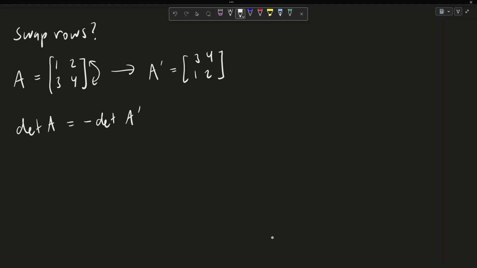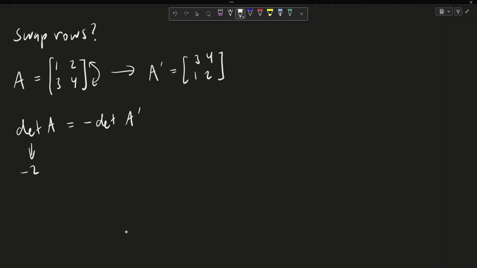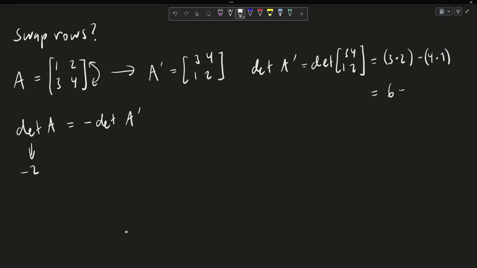Let's show this. We know the determinant of A to be negative 2 from the earlier example. So let's compute the determinant of A prime. The determinant of A prime is equal to the determinant of 3, 4, 1, 2, which is equal to 3 times 2 minus 4 times 1. From this, we get 6 minus 4, which is equal to 2. Now, as you'll observe, 2 is the negative of negative 2.